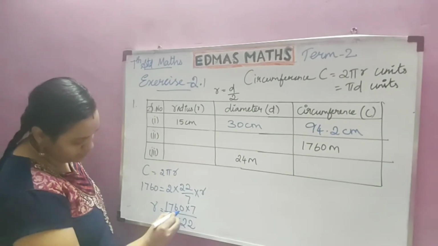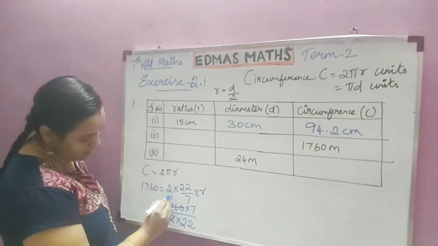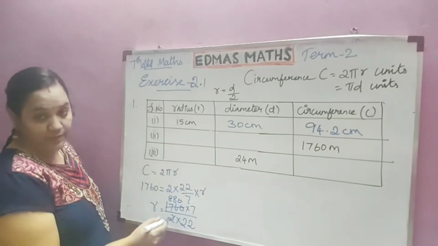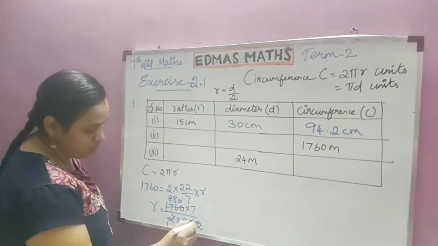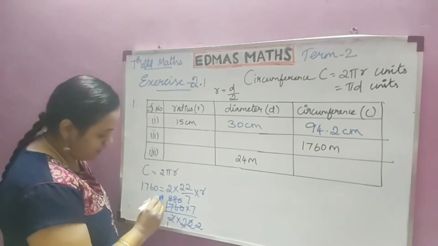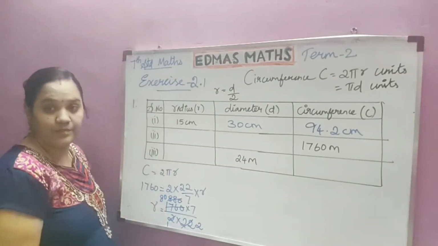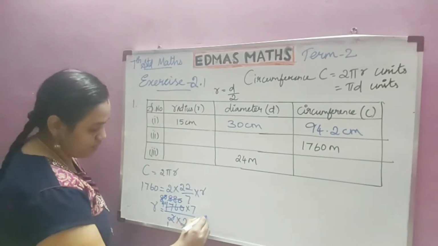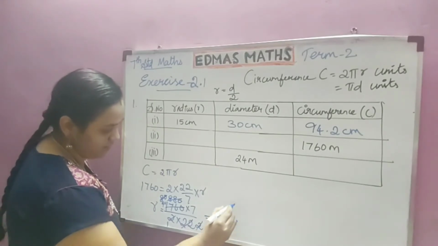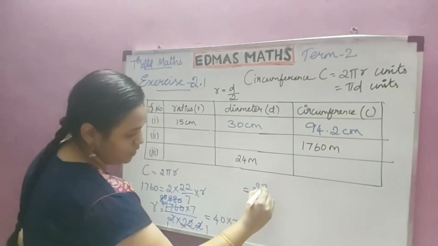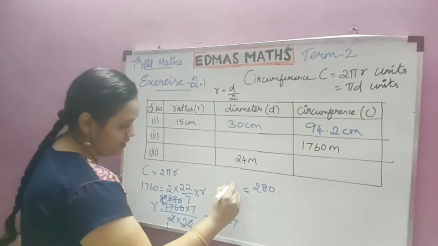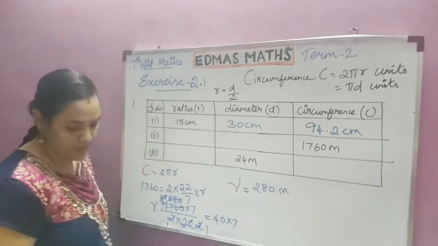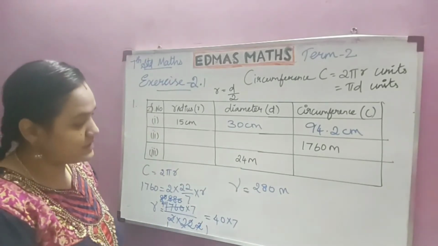Using the 2 table: 1 2s are 2, 8 2s are 16, 8 2s are 16, 0. Again I am going to use the 11 table. 2 11s are 22, 8 11s are 88, so 80. Again I can cancel. 1 2s are 2, 4 2s are 8. So 40 into 7. So 280 is your radius. We have to write the unit as meter. So radius is 280 meter.